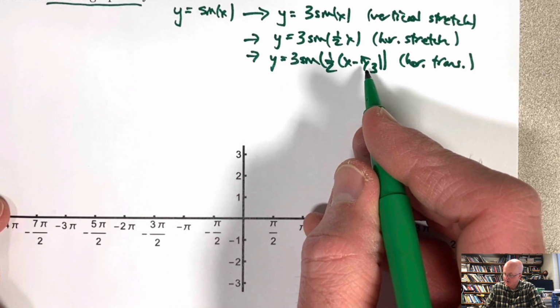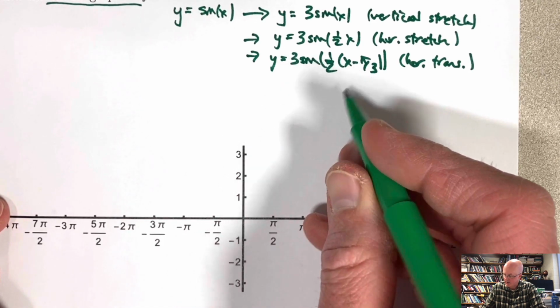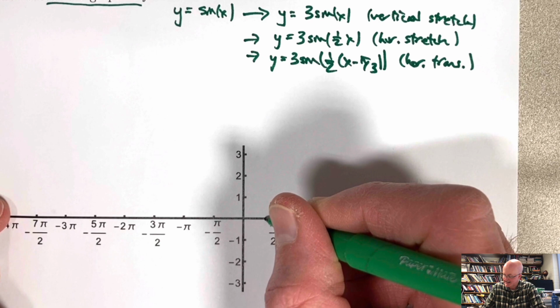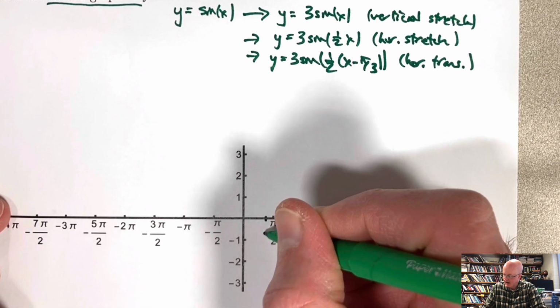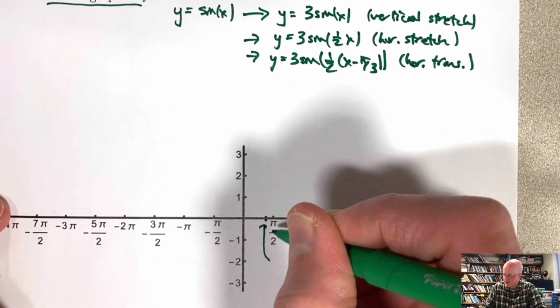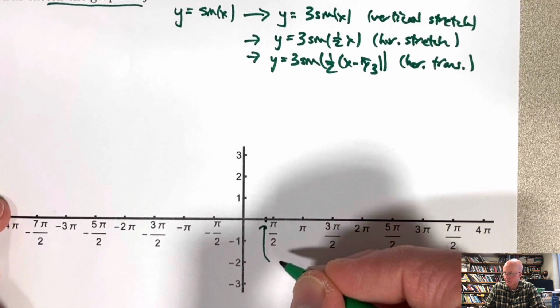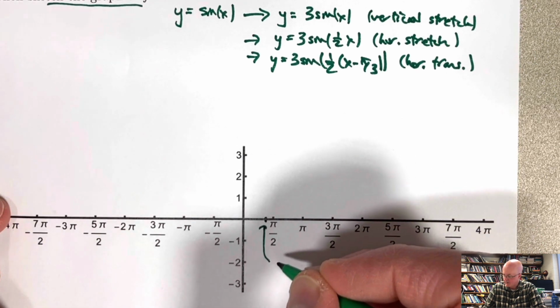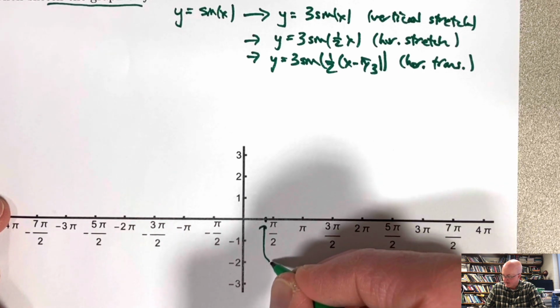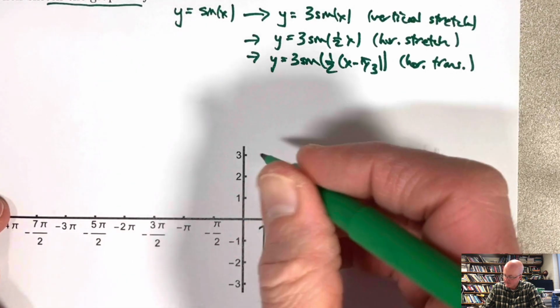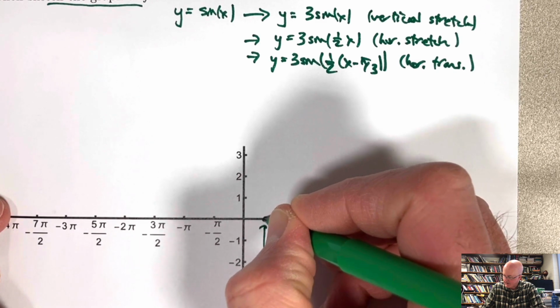Then I want a horizontal translation to the right by pi over 3 units. Pi over 3 units is a little bit smaller than pi over 2 units. You know, pi over 2 is about 1.57. Pi over 3 would be about, I believe, 1.04, 1.05, in that ballpark. That's pi over 3. Translate the graph to the right by that many units.